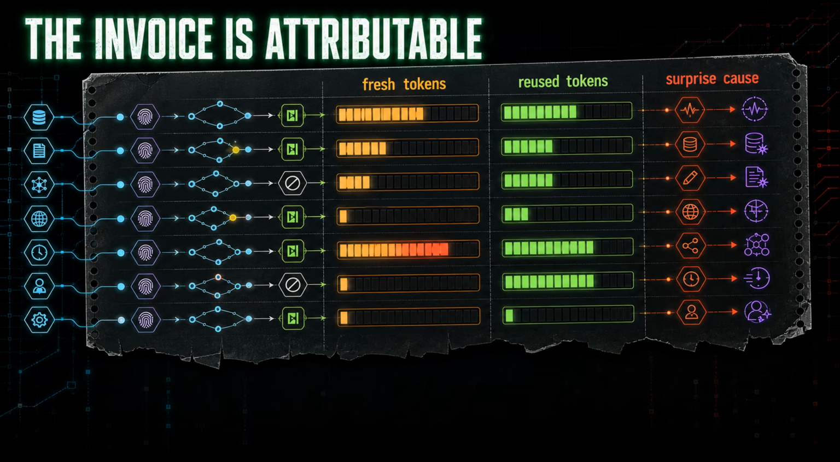Sure, plus a surprise cause on every line, which has to echo the wake source that drove the spend. So the invoice does not just say you were charged, it says which trigger caused which spend. Yeah, so every token on the bill is attributable. That is the unlock for anyone who has to defend a model budget.